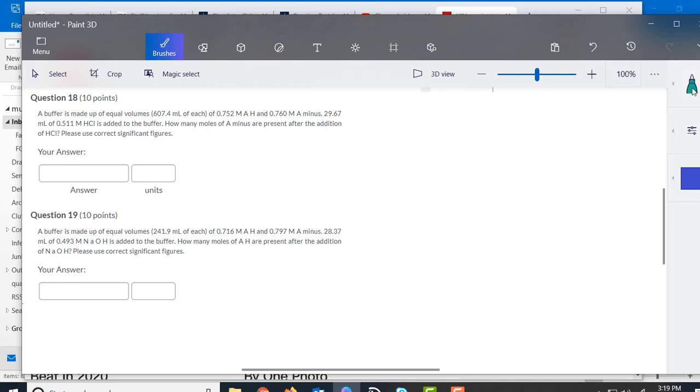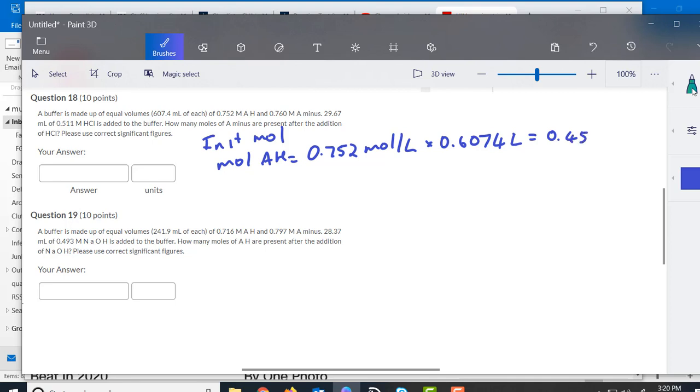And we'll look at initial moles here. The moles of AH is going to be 0.752 moles per litre times 0.6074 litres. So that's going to be the volume used of each of those. But that's going to be milliliters converted to litres. And 3 sig figs is going to be 0.457 moles.